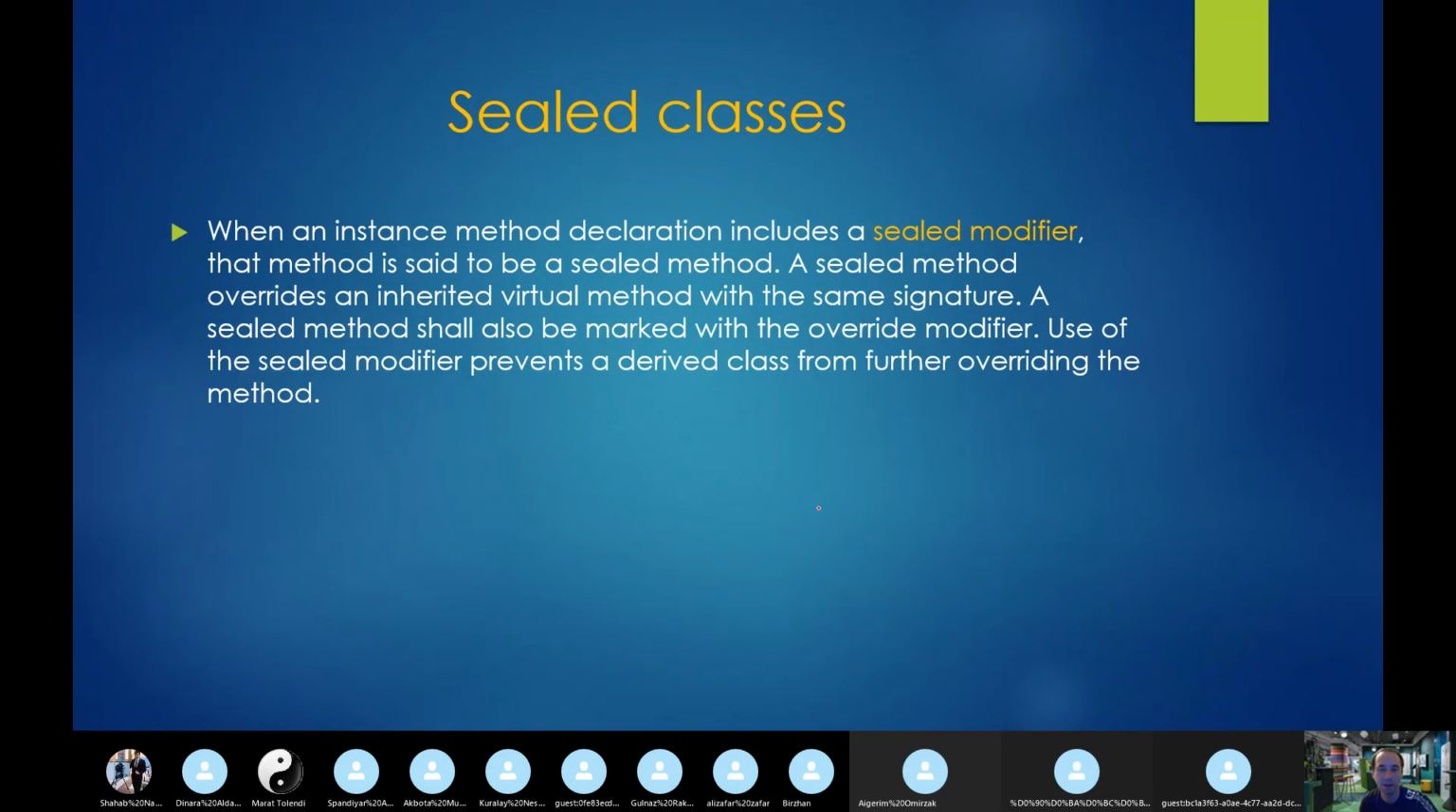When we have the sealed method, a sealed method overrides an inherited virtual method with the same signature. A sealed method shall also be marked with the override modifier. Use of sealed modifier prevents a derived class from further overriding the method. So when we use a sealed keyword before the method, it means that we cannot override this method in the inherited class.